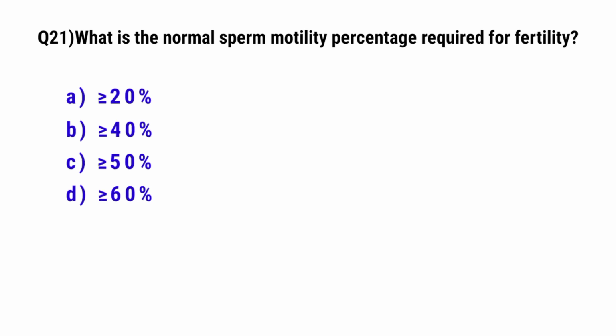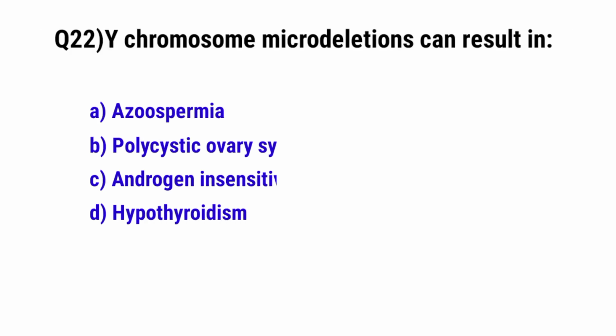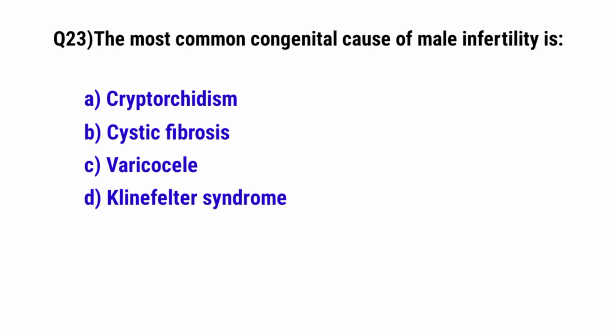Question number 21. What is the normal sperm motility percentage required for fertility? The correct option is B, greater than or equal to 40%. Question number 22. Y chromosome microdeletion can result in? The correct option is A, azoospermia. Question number 23. The most common congenital cause of male infertility is? The correct option is D, Klinefelter syndrome.